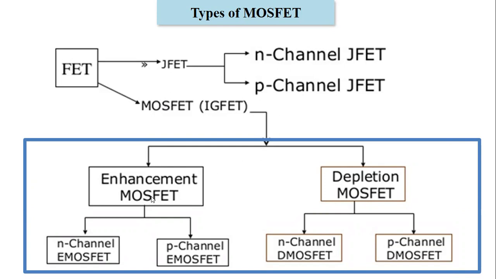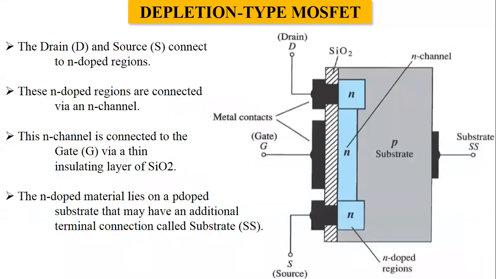One is the enhancement type MOSFET and one is the depletion type MOSFET, right? And each one is again categorized into N channel and P channel MOSFET. N channel E-MOSFET and P channel E-MOSFET. That we will see in this lecture. So this is a typical structure of a MOSFET.